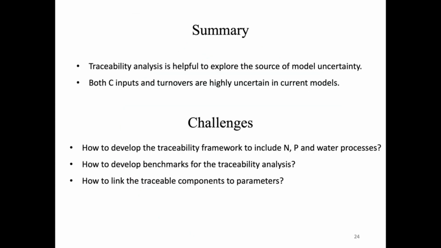Here is a short summary of this overview. First, the traceability analysis is helpful to explore the source of model uncertainty. Second, both carbon inputs and turnovers are highly uncertain in current carbon cycle models. There are also many new challenges or opportunities for the traceability analysis, such as how to develop the traceability framework to include nitrogen, phosphorus, and water processes, how to develop benchmarks for the traceability analysis, and how to link the traceable components to parameters.